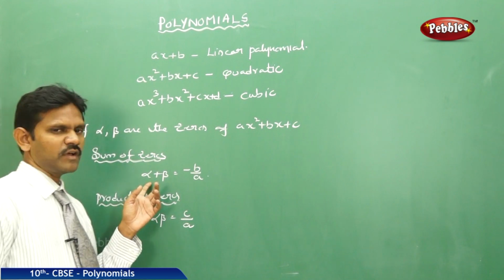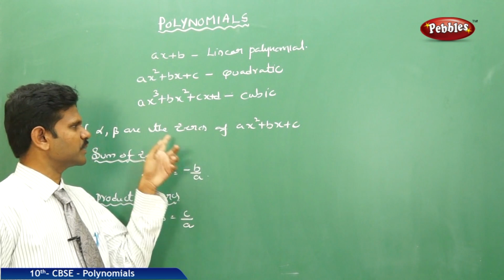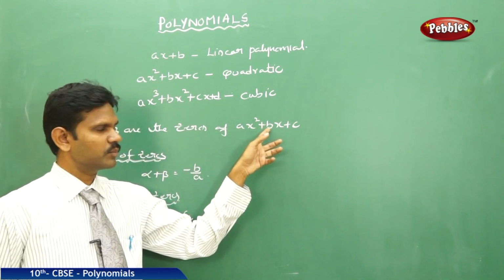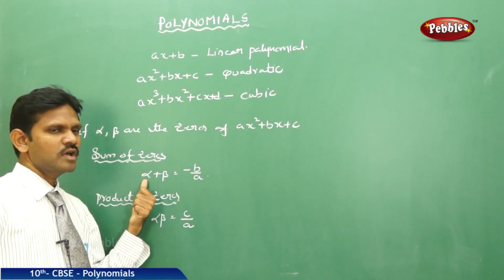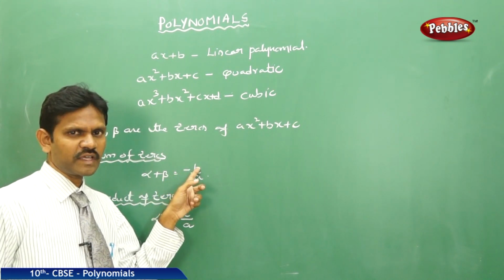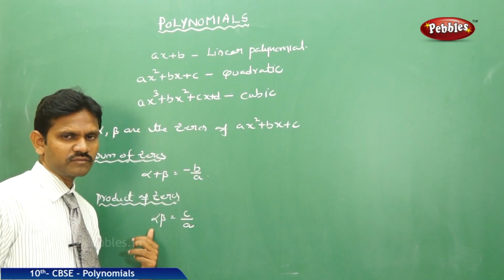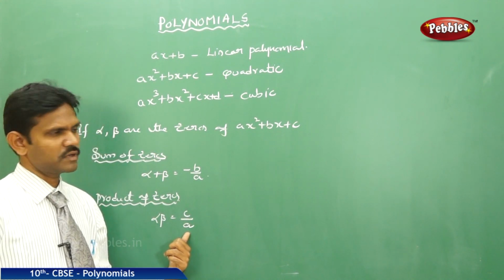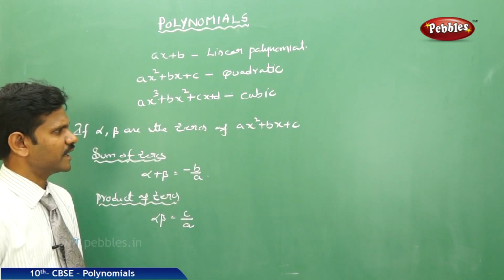That is, alpha plus beta, the sum of the zeros, is minus b by a. In the quadratic polynomial, a is the coefficient of x square, b is the coefficient of x, and c is the constant. Therefore, the sum of the zeros is equal to minus coefficient of x by coefficient of x square, and at the same time the product of the zeros is equal to constant by coefficient of x square. Depending on these two formulas, we will do some examples. Let us see that now.